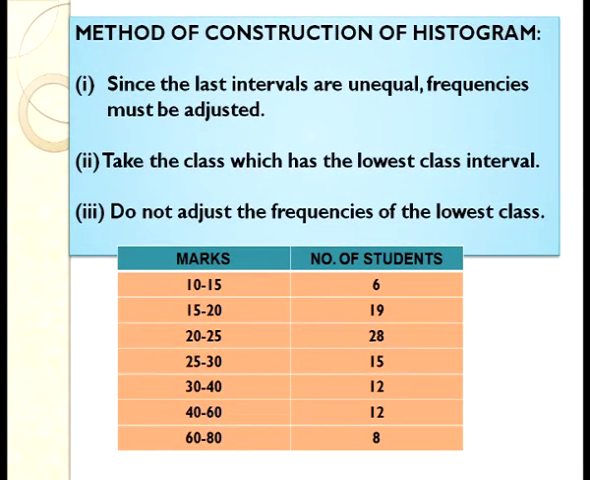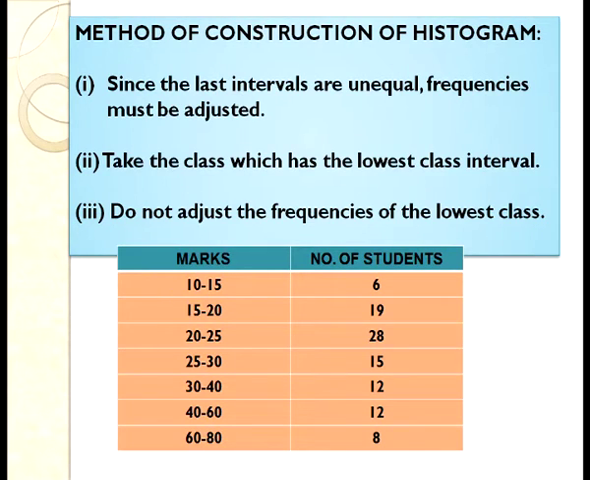So, let us see the steps we should take while drawing a histogram in case of unequal class intervals. Since the class intervals are unequal, frequencies must be adjusted. So we are saying we are not going to adjust the marks, that means the classes are not going to be adjusted. We are going to adjust only the frequencies, and that too only of those whose class intervals are not the same.